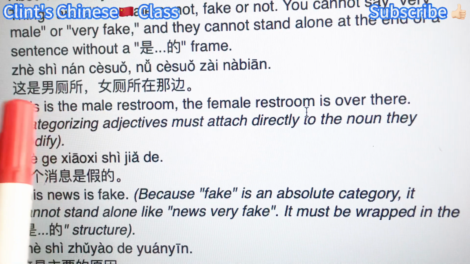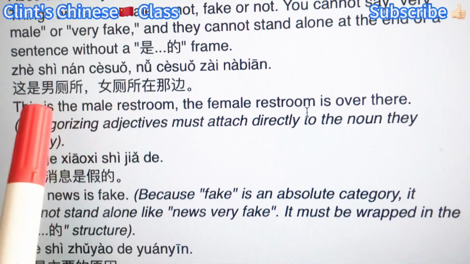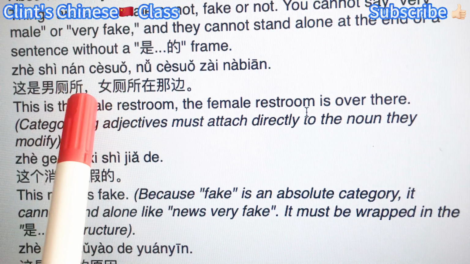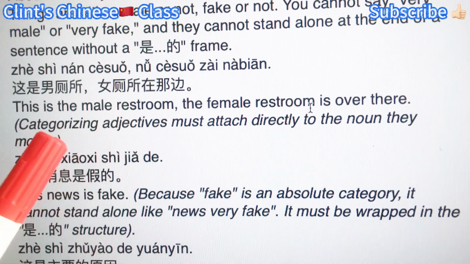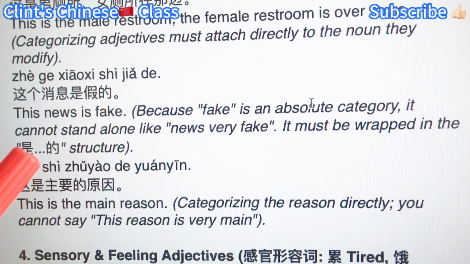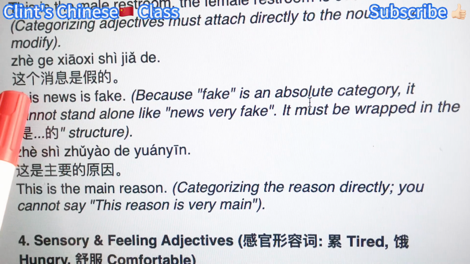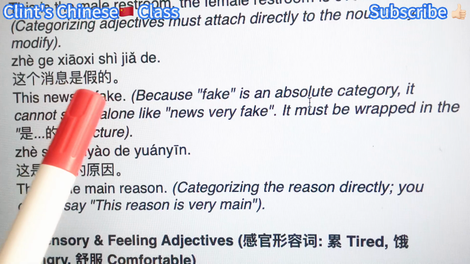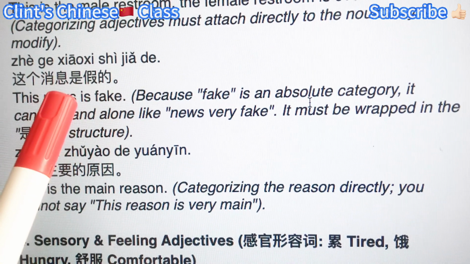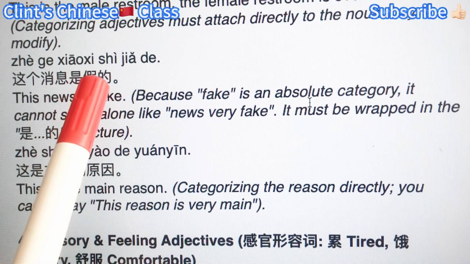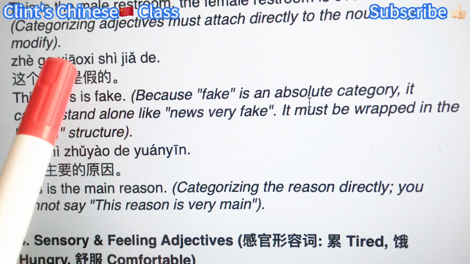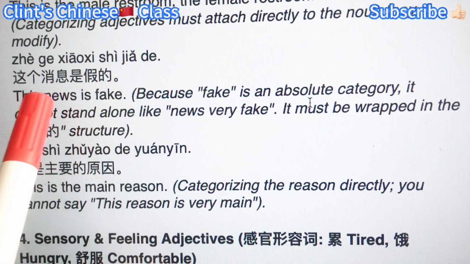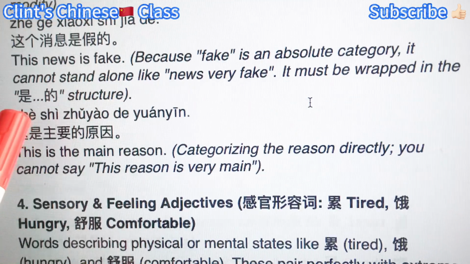Imagine looking for a toilet, right? So you can say, where is the 男厕所? 男厕所在哪儿? This is survival Chinese, guys. Next one, the news is fake. 这个消息是假的. If you want to use it at the end of the sentence, you got to use the phrase 是 something 的 to emphasize. So it means this news is fake.